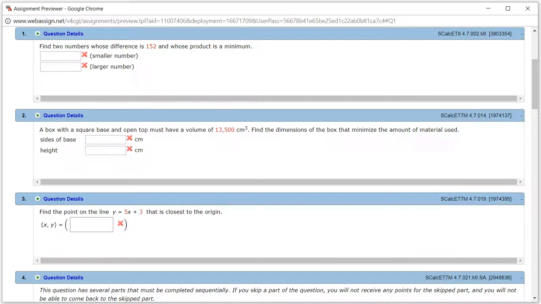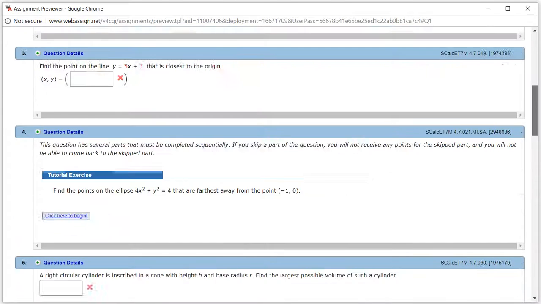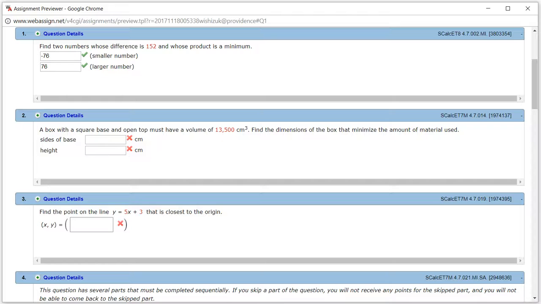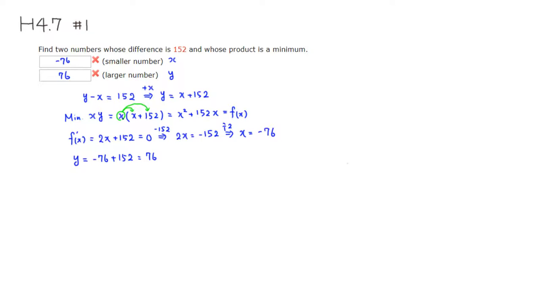Let's type it in. We got 76, that's the smaller number, so it's negative 76, and you have a positive 76. I'm going to go down and submit for testing. Alright, it came back and looks like we got this one correctly. That's it. I hope that this was clear.